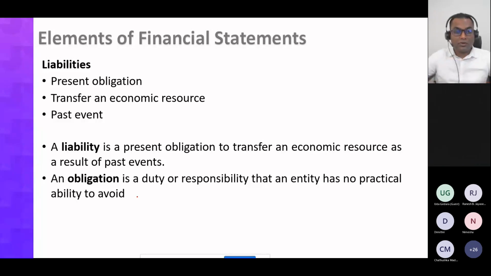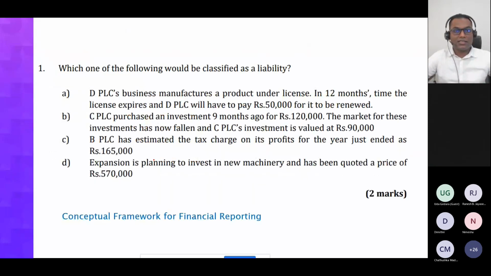The important point to remember here is that it's a present obligation. At the moment, you have a duty or responsibility that you can't avoid. The settlement of this duty requires you to transfer economic resources of the entity, and this liability resulted because of a past event. For example, trade payables and bank loans are considered liabilities. Now, out of these options, which one should we classify as a liability? Expecting an answer from you.